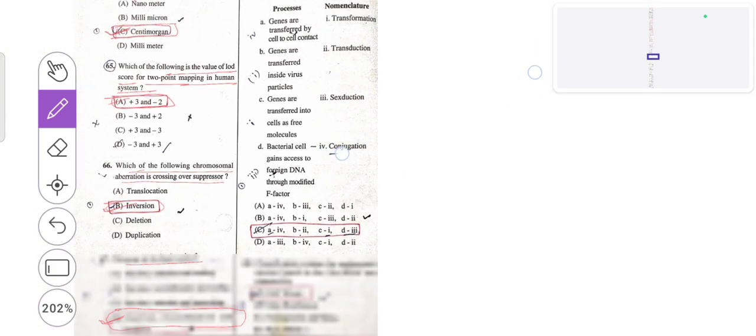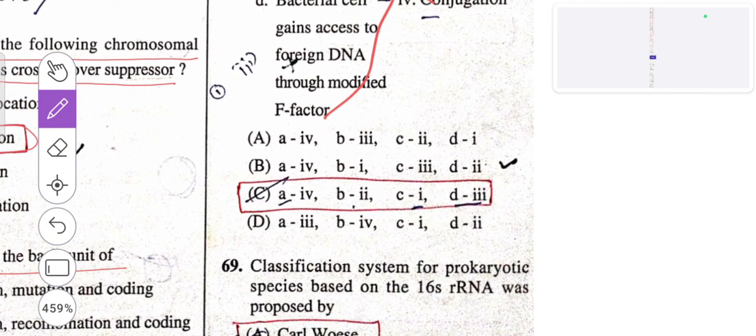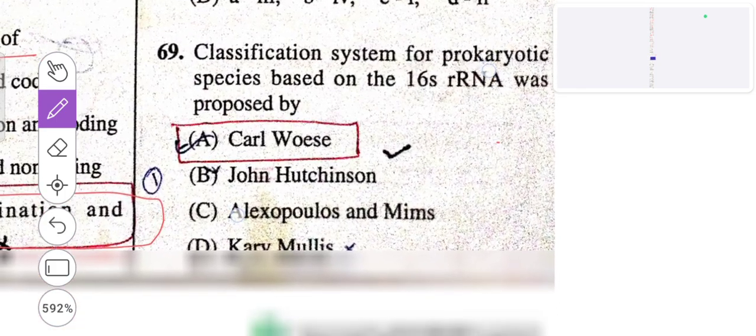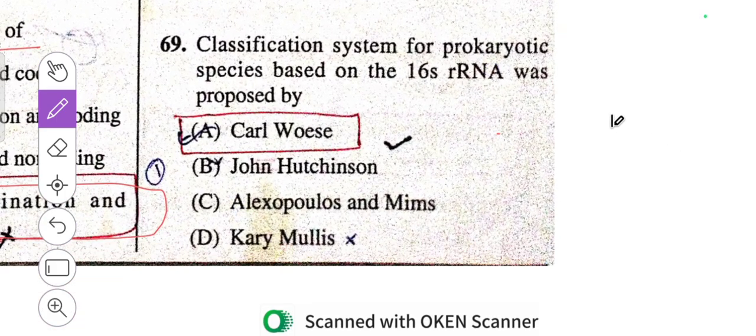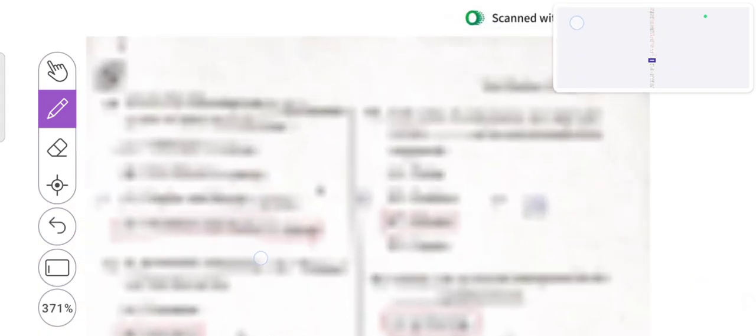So the right answer for this one will be C. Then 69th question. Classification system for prokaryotic species based on the 16S RNA was proposed by a scientist, that is Carl Woese. Then 70th question.